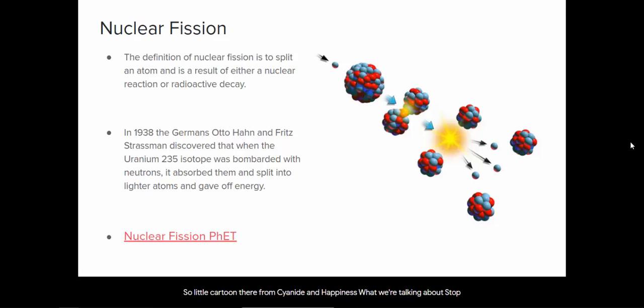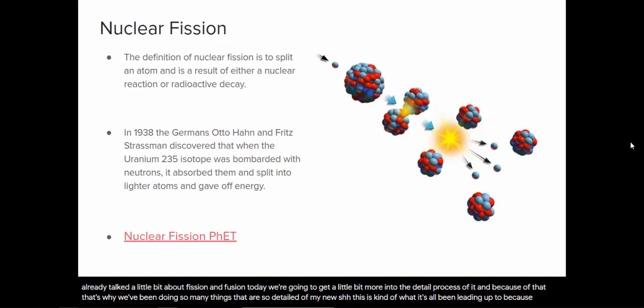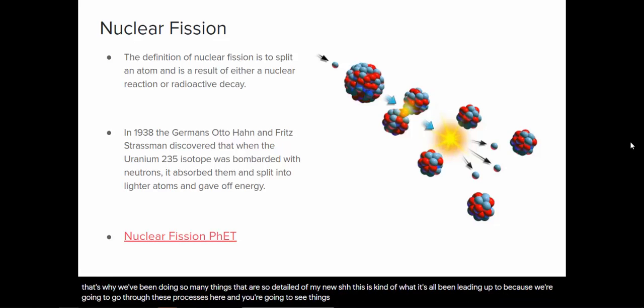So, nuclear fission. Looking at this set of notes here, we've already talked a little about fission and fusion. Today we're going to get into the detailed process of it, and that's why we've been doing so many things that are so detailed and minutia. This is what it's all been leading up to, because we're going to go through these processes here and you're going to see things that, if I hadn't mentioned them earlier, you wouldn't have seen until now. So, the definition of nuclear fission is to split an atom, and the result is either a nuclear reaction or radioactive decay.